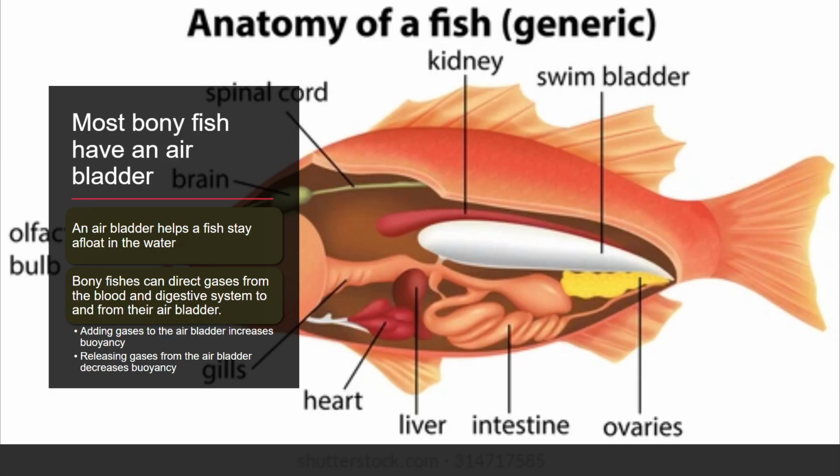We can also look at the air bladder that bony fish have. An air bladder helps a fish stay afloat in the water. Bony fish can direct gases from their blood and digestive system to and from their air bladder. Adding gases to the air bladder increases their buoyancy and usually allows them to rise in the water column. Releasing gases from the air bladder decreases their buoyancy and usually allows them to fall in the water column.